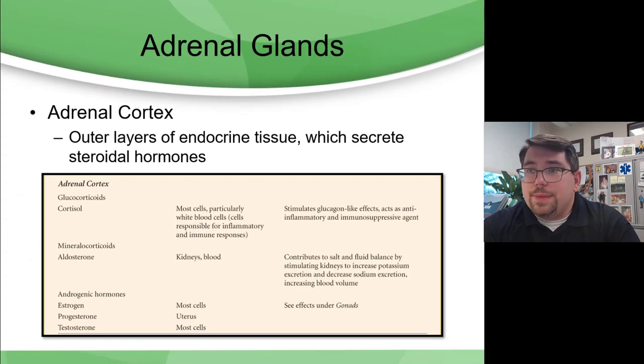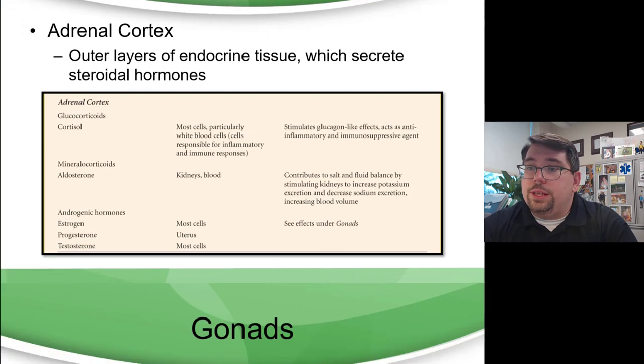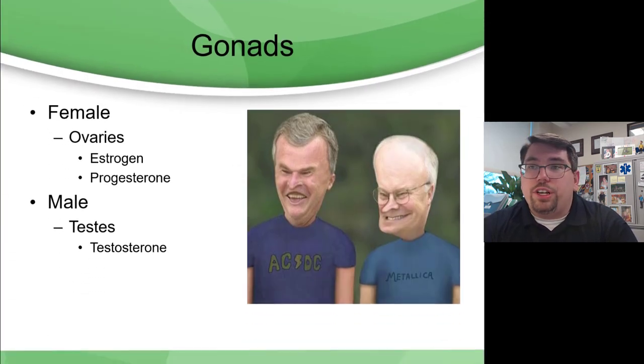Now, your adrenal cortex, the outer layers of the endocrine tissue, is what secretes steroidal hormones. These are glucocorticoids, cortisol, aldosterone, estrogen, progesterone, testosterone, androgenic hormones, a number of major components that all have an impact on the body's normal function. When we refer to gonads, we're talking for females about the ovaries, whose predominant hormones are estrogen and progesterone. That's what controls the normal menstrual cycle. And for males, it's the testes and their control of testosterone.